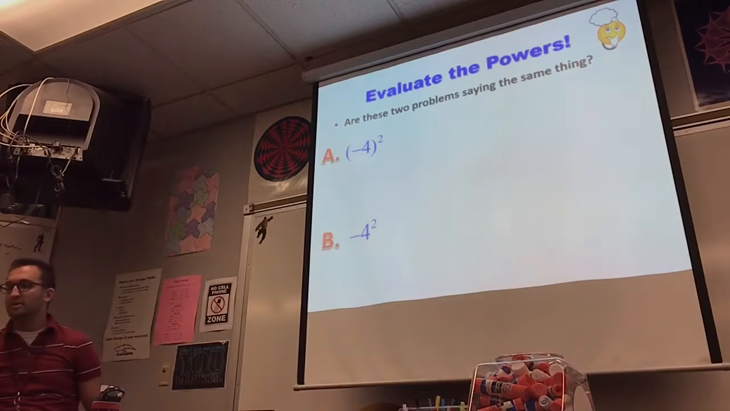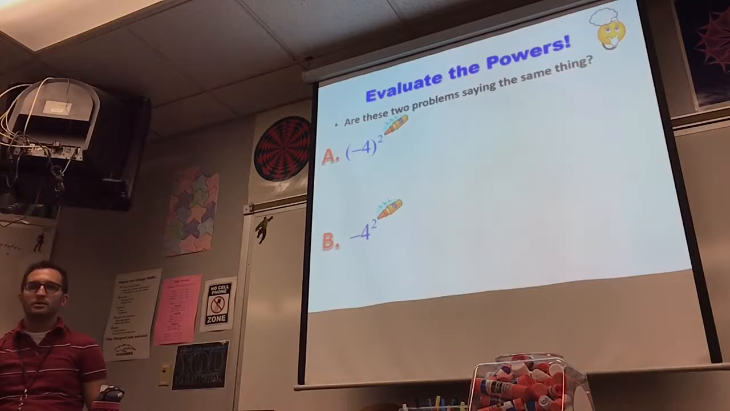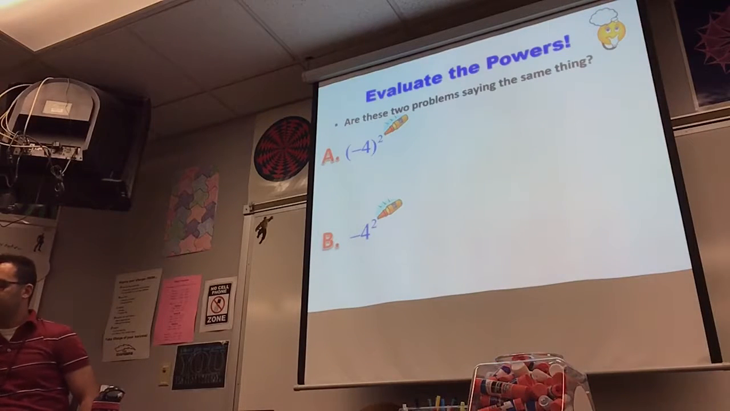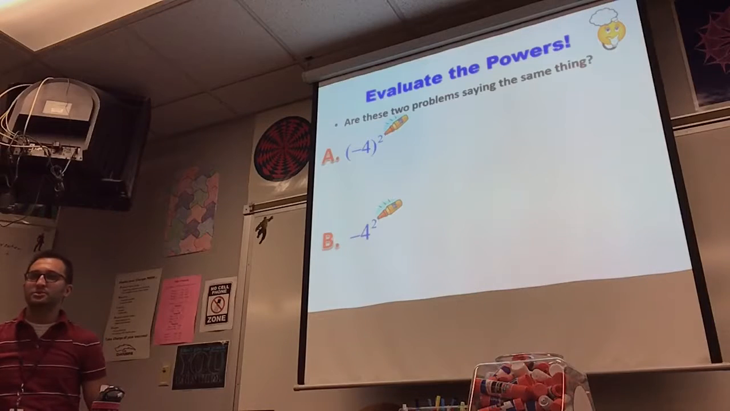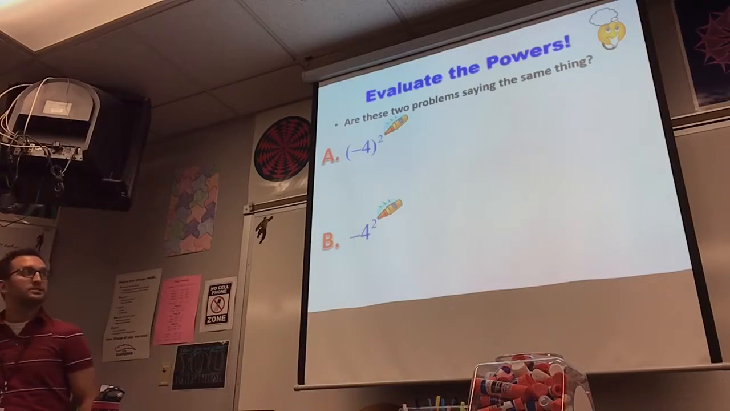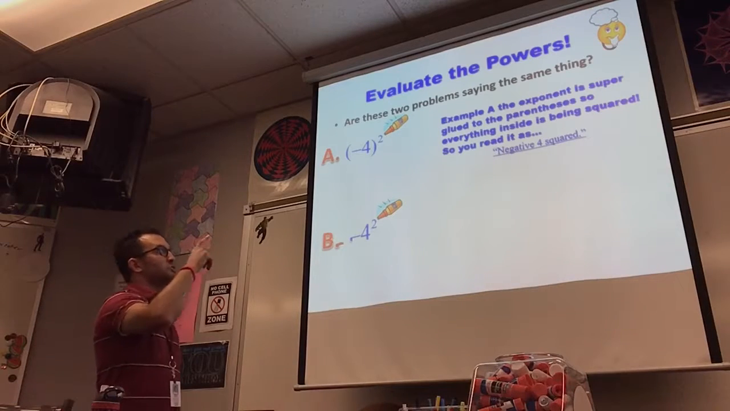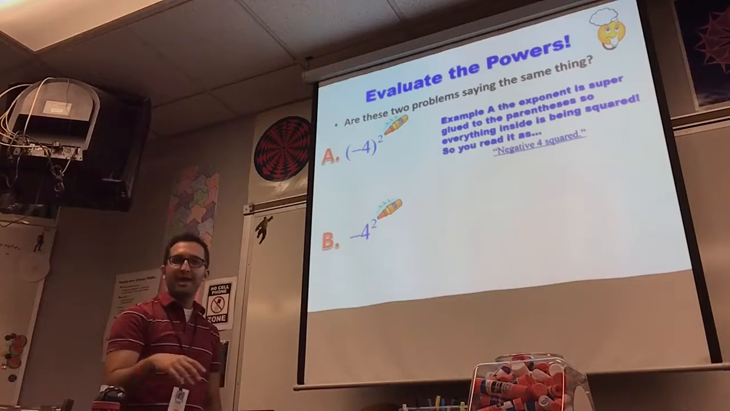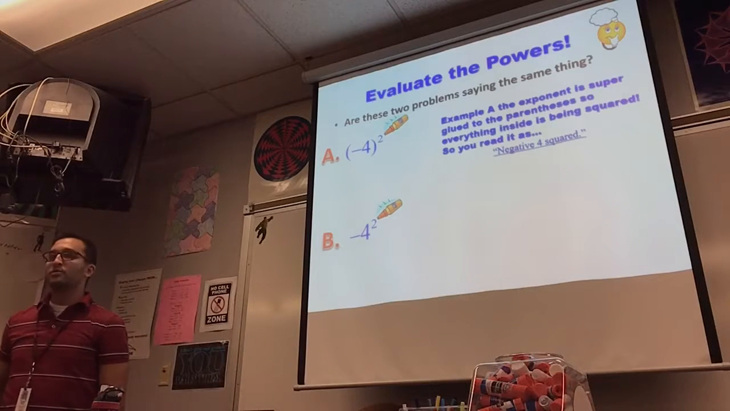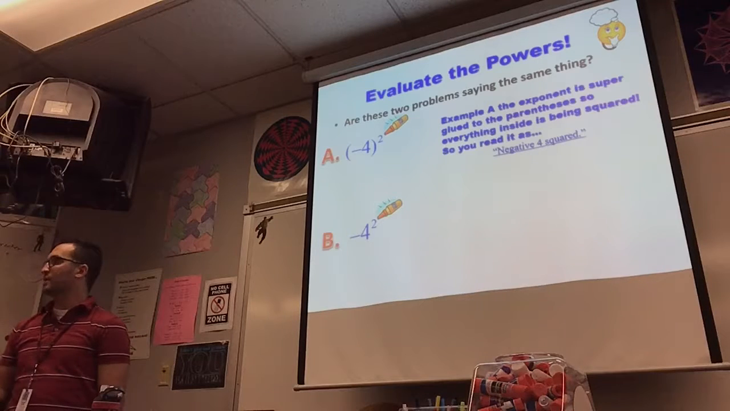So now what we have to look at is, really, what is the exponent superglued to? That's what we're really looking forward to. So on example A, what's the exponent glued to? It's glued to the parentheses. That's a really big difference. The exponent is superglued to the parentheses. So everything inside is being squared. Everything. We would read that as -4 squared.